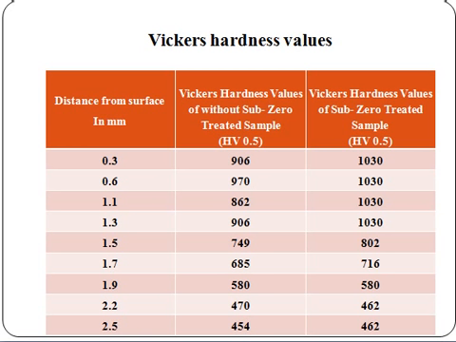Next, we are measuring the Vickers hardness value, distance from surface in mm: 0.3, 0.6, 1.1, up to 2.5. Vickers values for without sub-zero treatment sample pieces, and the values shown here, 906, 970, are the Vickers hardness values for sub-zero treatment samples. They show the difference between both in a single slide.